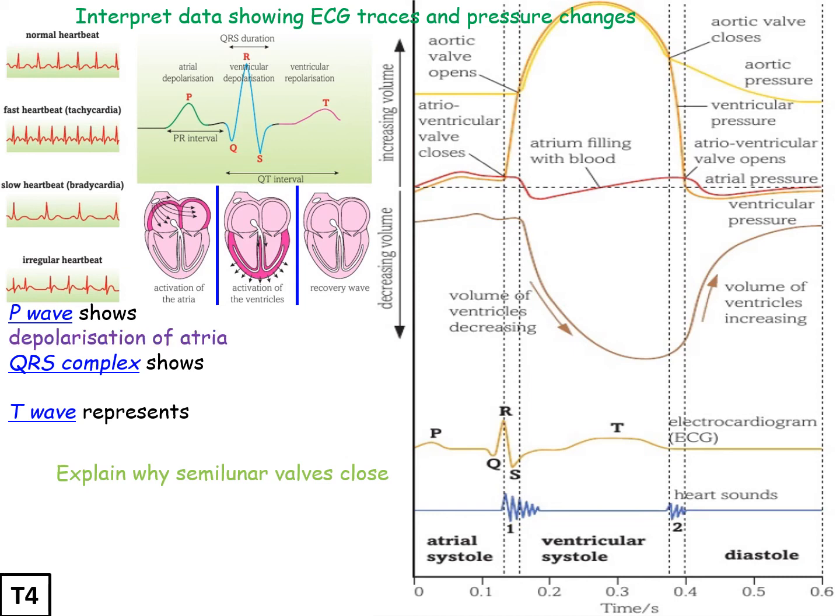A P wave will show the depolarization of the atria, where you've got atrial systole and the atria then contract. The QRS complex of the ECG trace shows depolarization of the ventricles during ventricular systole. So that's when the ventricles will contract. And the T wave of the ECG trace is when there is repolarization of the ventricles. That's when the muscles are relaxed.